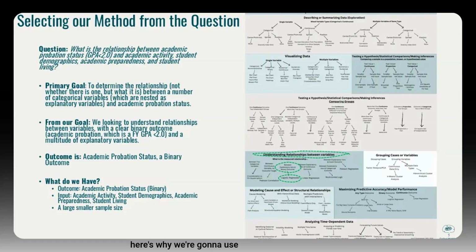And here's why we're going to use binary logistic regression. Our dependent variable is binary. Was the student placed on academic probation? Yes or no? Our predictors are a mix of continuous, like ACT scores, age, and categorical, like gender, utilizing tutoring status, or living status. We want to estimate the odds of probation given a set of predictors. And linear regression isn't appropriate here because the outcome isn't continuous. Instead, we're modeling probabilities and not means.